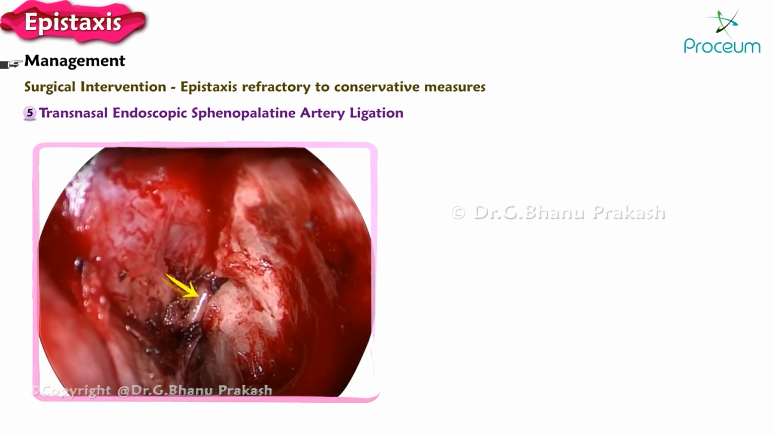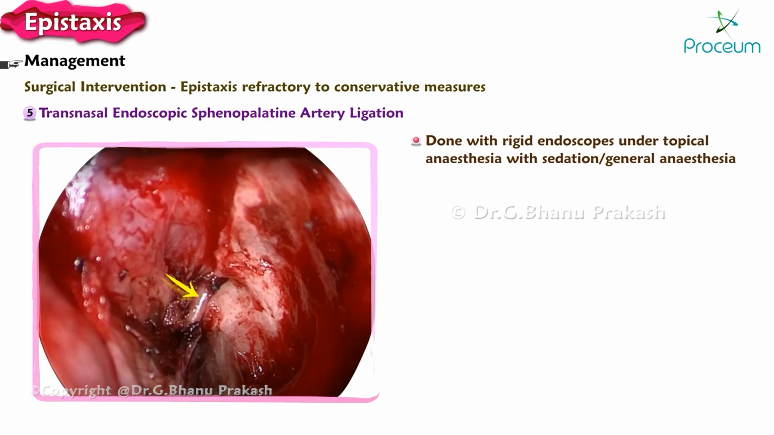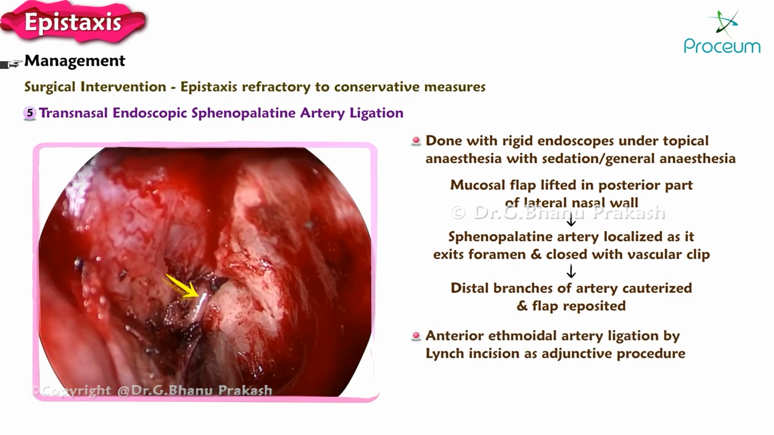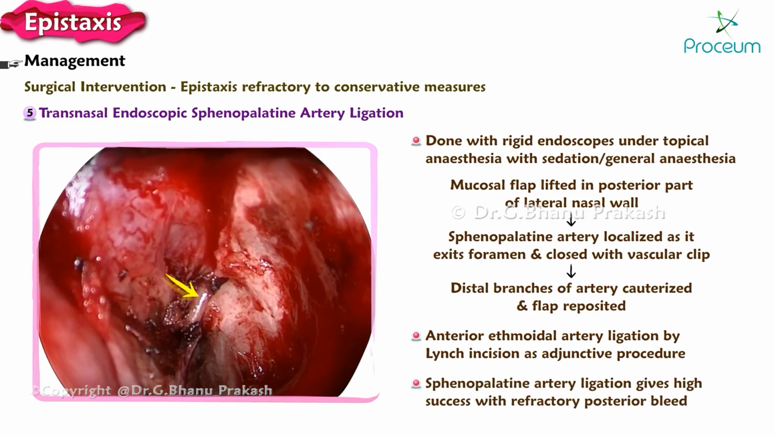5. Transnasal endoscopic sphenopalatine artery ligation. The procedure can be done with rigid endoscopes under topical anesthesia with sedation or under a general anesthesia. A mucosal flap is lifted in posterior part of lateral nasal wall. Sphenopalatine artery is localized as it exits the foramen and closed with a vascular clip. Distal branches of the artery can be additionally cauterized and the flap then repositioned. Anterior ethmoidal artery can also be ligated by Lynch incision as an adjunctive procedure. Sphenopalatine artery ligation gives high success in the control of refractory posterior bleed.